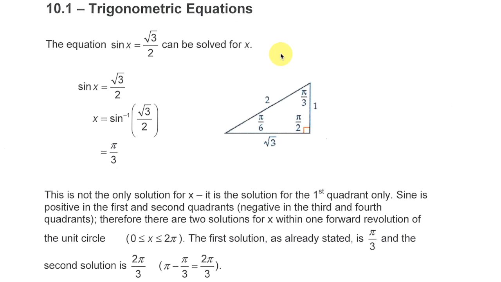So if I take the perspective of an angle of pi on 3, then my opposite is the square root of 3 and my hypotenuse is 2. So what I'm able to work out is that x, the unknown angle, is pi on 3, opposite over hypotenuse, because we've got sine of that unknown angle is the square root of 3 on 2. So clearly that angle is pi on 3. Now that is the solution that satisfies just the first quadrant of the unit circle.